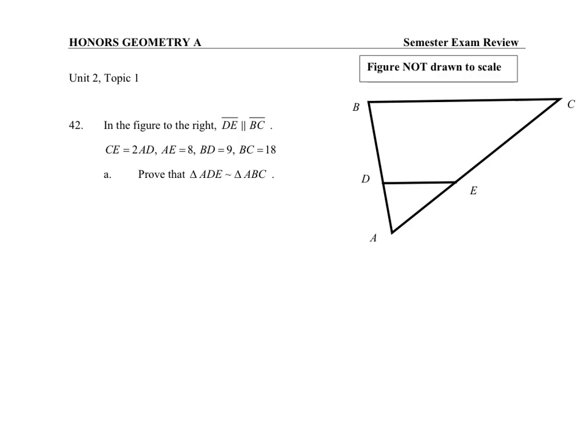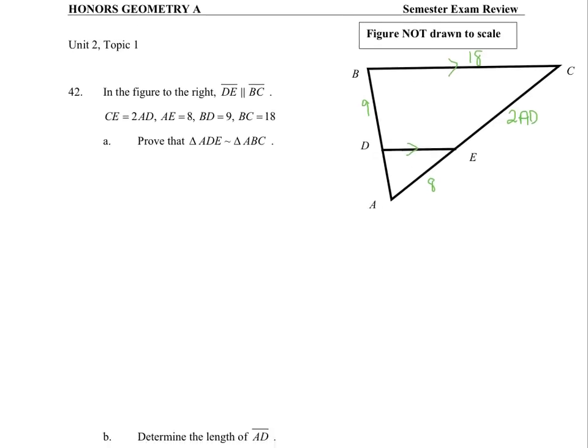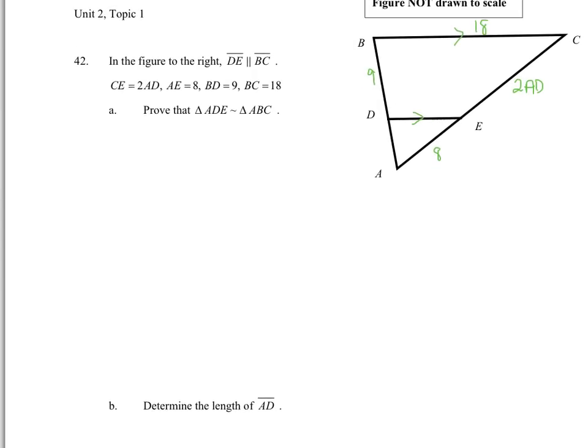Question 42. In the figure to the right, DE is parallel to BC. So we know DE is parallel to BC. We know that CE is 2AD. We know that AE is 8. We know that BD is 9. And we know that BC is 18. We need to prove that triangle ADE is similar to triangle ABC.